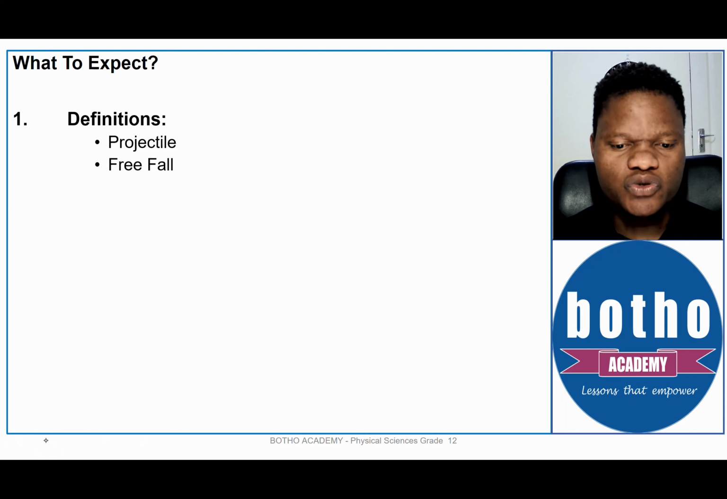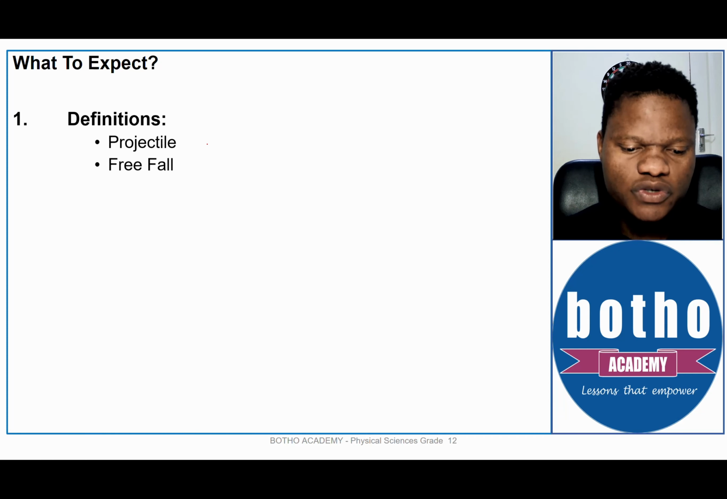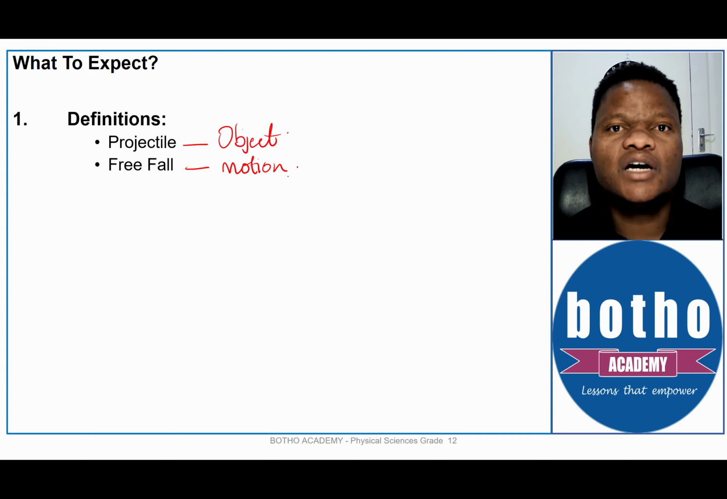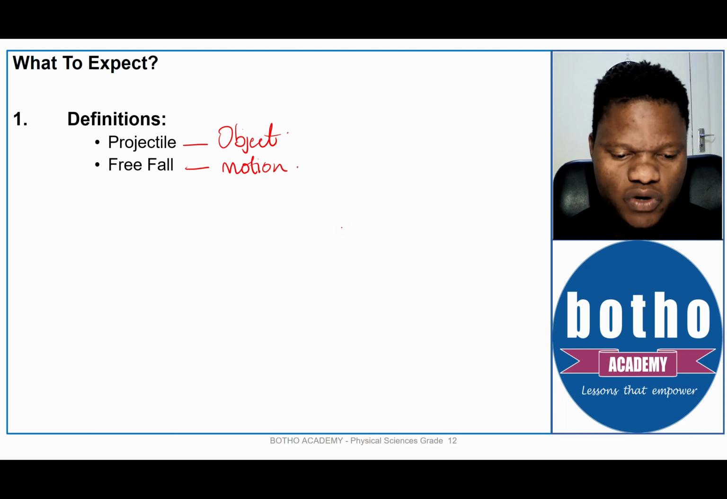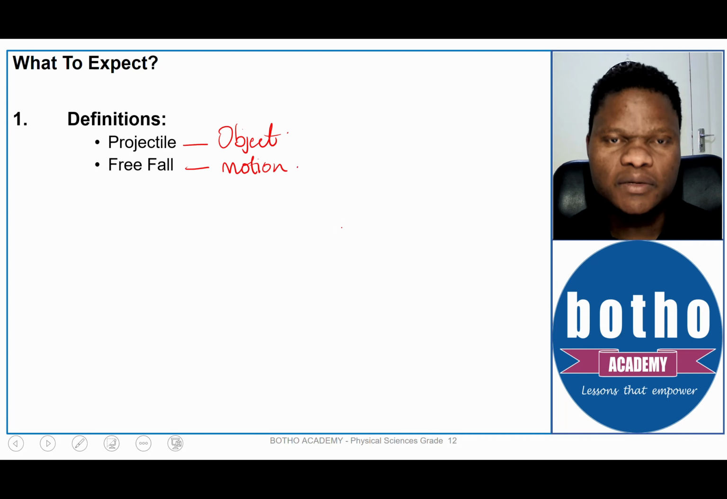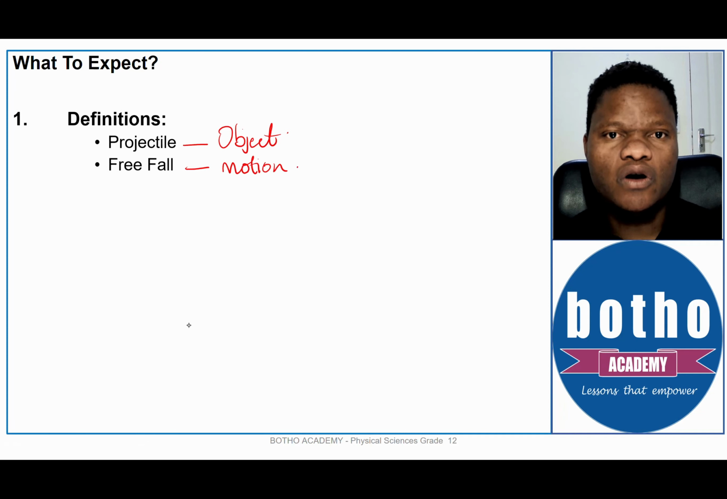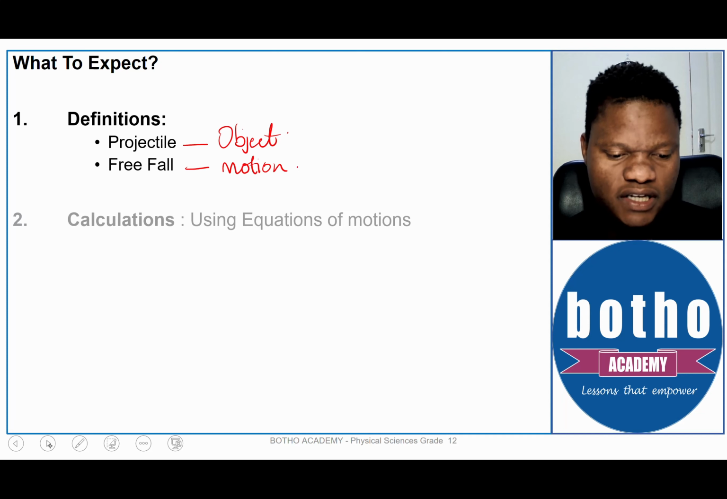But the difference between the 2 is that a projectile is actually an object. You'll see even in your exam guideline that a projectile is an object, whereas free fall is a description of a motion, a type of motion. So you must not be confused between the 2. One of them is an object and the other one describes the motion. Those are the 2 definitions that you need to be sure of before going into the exam.